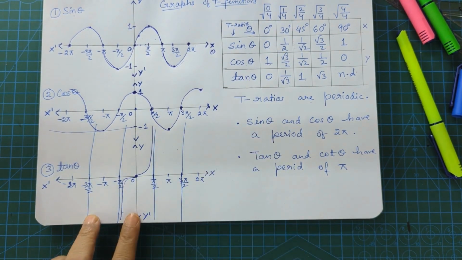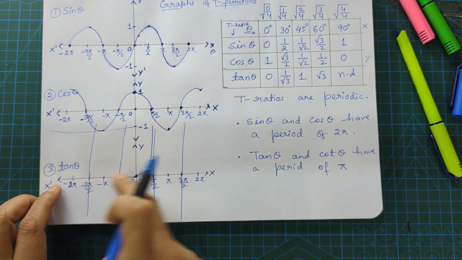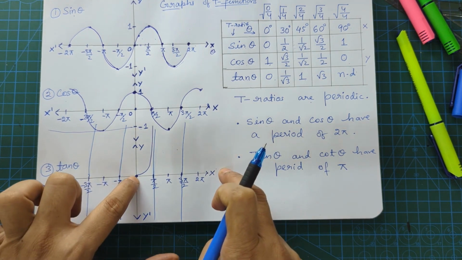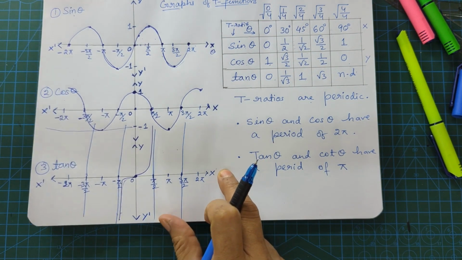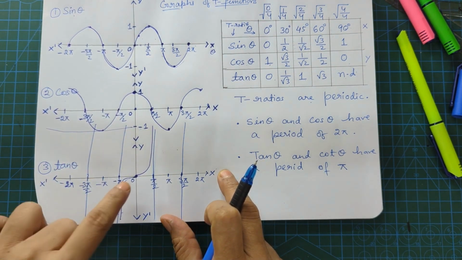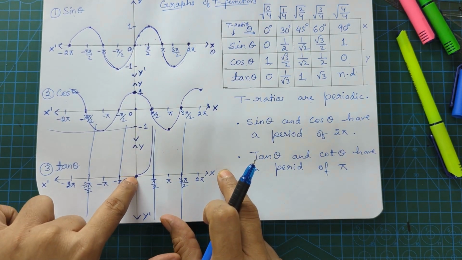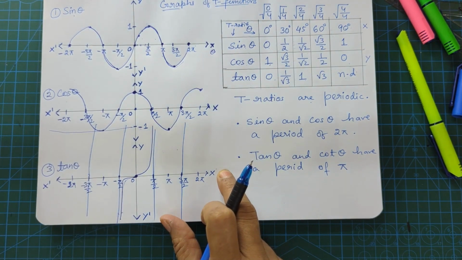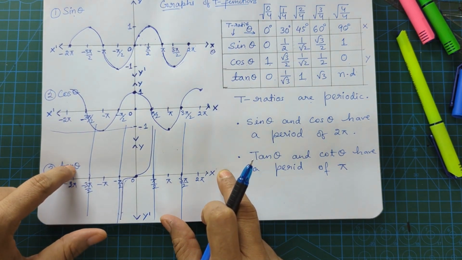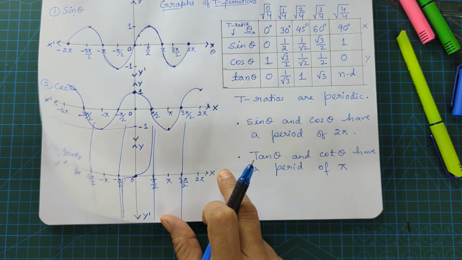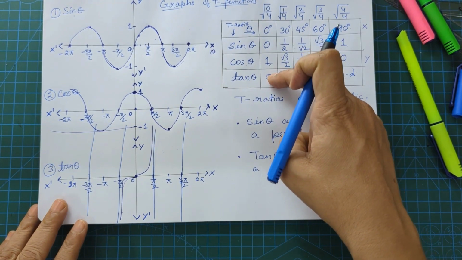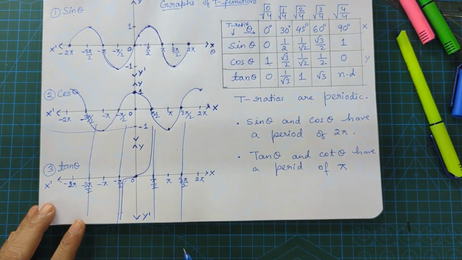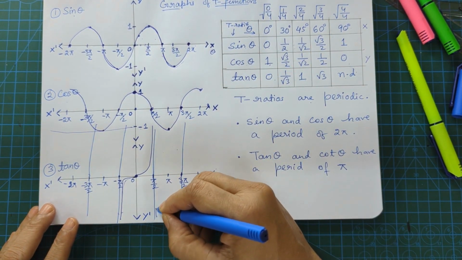The tan function definitely crosses the x-axis at one point, the origin. Why am I saying this? Because when we draw the graph of cot theta, we will realize that cot doesn't pass through 0. Why? Because tan 0 is 0, but cot 0 is not defined. Okay, so the tan graph will look like this.